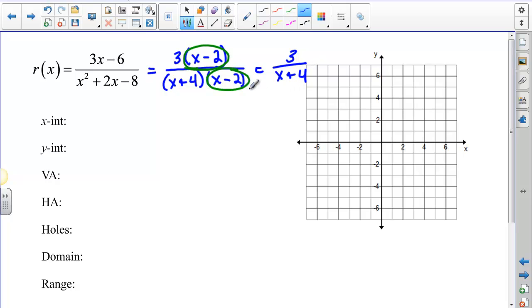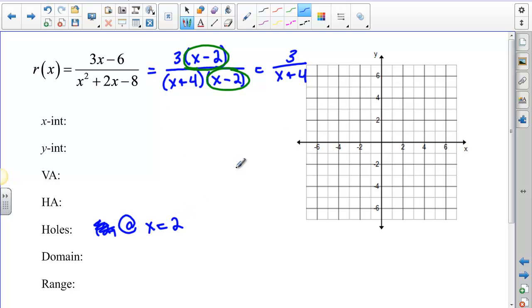Now, even though it cancels, there is a hole here, because we know the x value of the hole is 2, since that's the 0 at the top and the 0 at the bottom. And so there actually is going to be a hole, an empty spot in that graph. Now, what the y value is, we don't know, because there is no value there. So there's a hole at x=2.